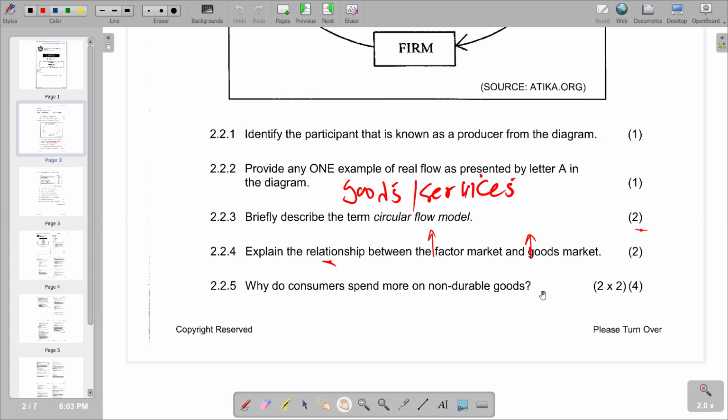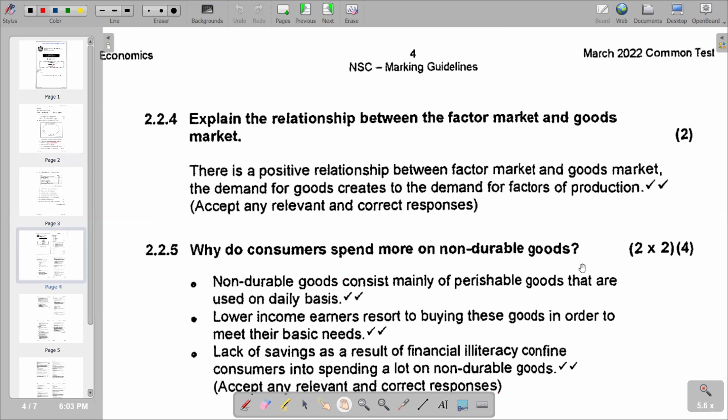So we go to 2.2.5 again and try to see the explanation that we have. The question has 4 marks and requires you to raise 2 points. The first point says non-durable goods consist mainly of perishable goods that are used on a daily basis. So the first point is explaining that since they are perishable, they have to move fast. So that's why we see consumers spending more on them. They buy them.